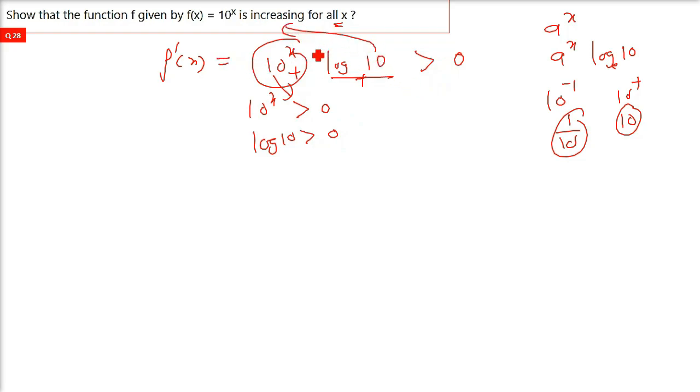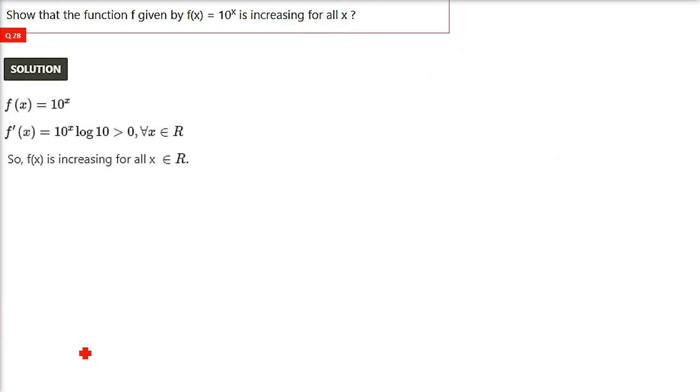It will always increase. So this is how you are going to write it. There are only a few lines you have to write. If the logic is clear to you, you can write more of the lines. You can just say a raised x differentiation, show it to the examiner, and then you write all these lines.